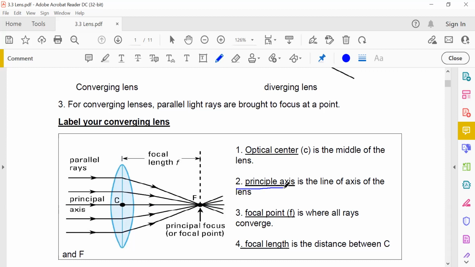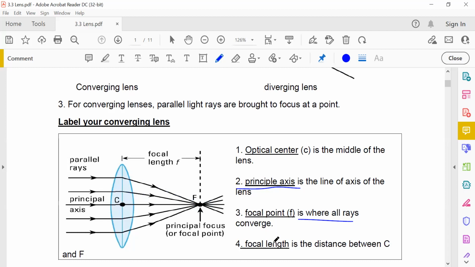Then after that, the next thing you're going to learn is basically the principal axis. The principal axis is just a fancy term to say the x-axis of the lens here, right? Basically, this principal axis is exactly at the middle, which is at the x-axis coordinates. Then after that, the next part here is known as the focal point. A focal point by definition is where all the light rays converge. A focal point here is supposed to be a point where all the light rays converge.